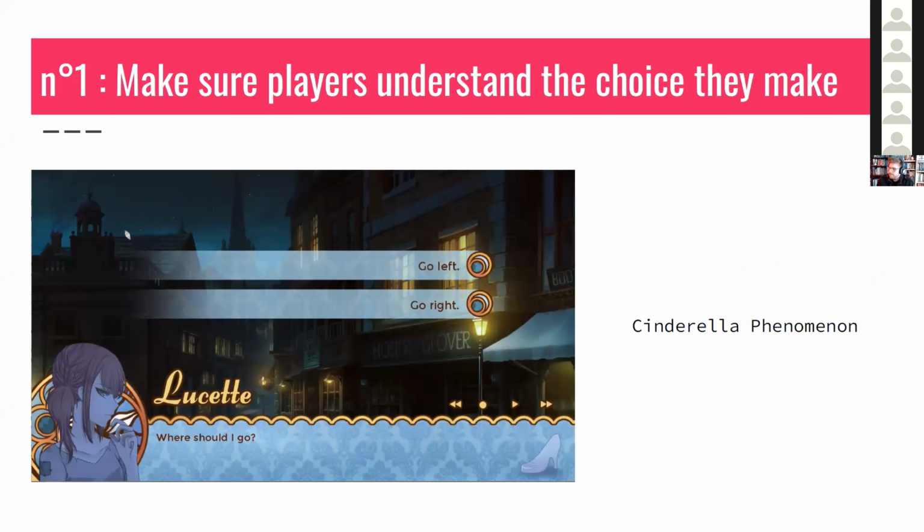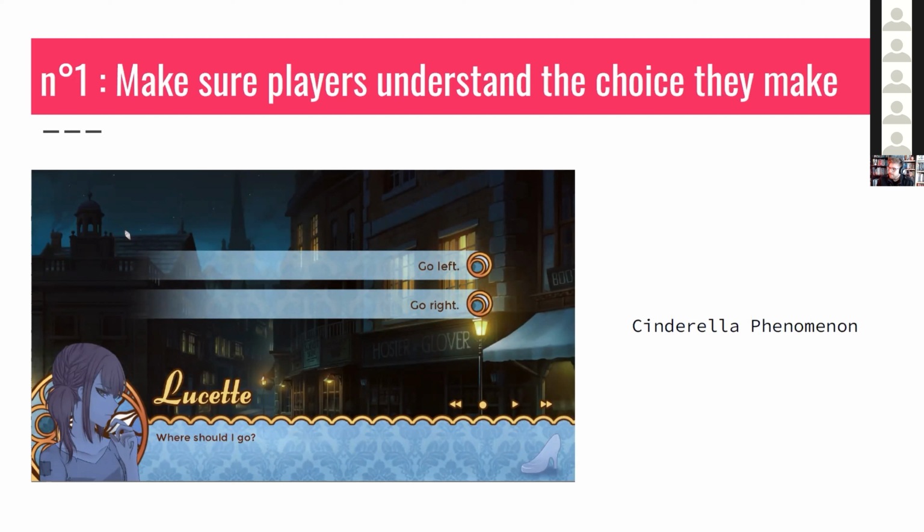On the other hand, I love Cinderella Phenomenon, truly, but I really didn't like the first choice of the game because it was like go left, go right. Okay, you have no context. It's kind of an important choice because you will get a CG of your love interest, and in an otome game like Cinderella Phenomenon, it's a point to get them. It's important. And so it was very frustrating because I didn't have any information to help me make my decision.